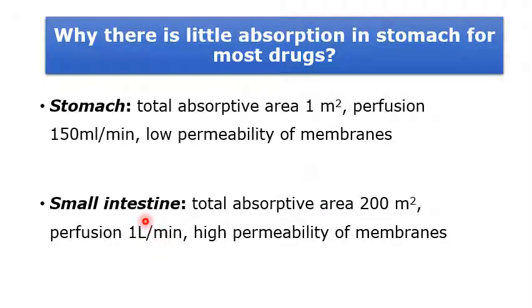Also, there are physiological differences in terms of membrane permeability. The stomach membrane, or epithelial lining of the stomach, has low permeability compared with the high permeability of the membranes of the small intestine. In conclusion, the absorption of a drug from the small intestine is much higher than the absorption of a drug from the stomach.